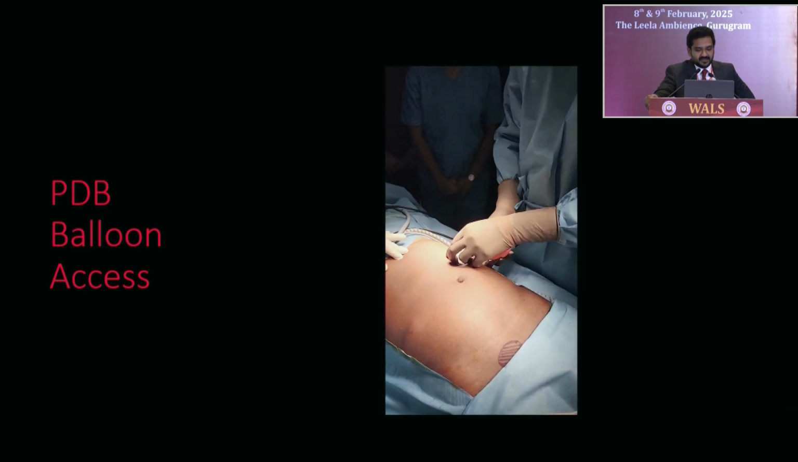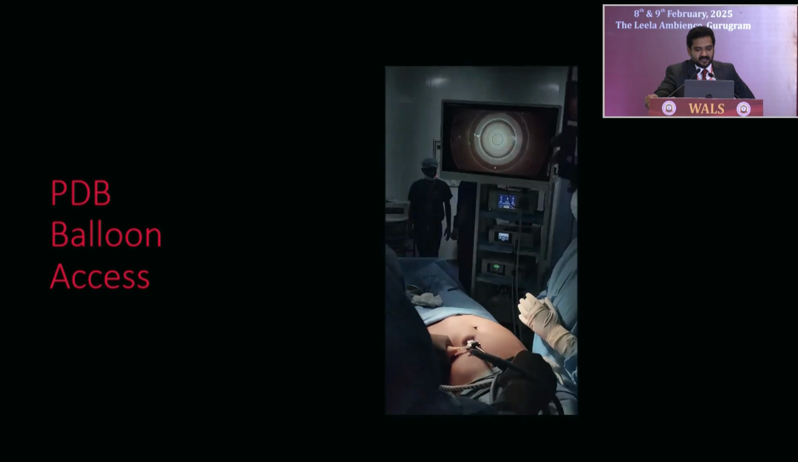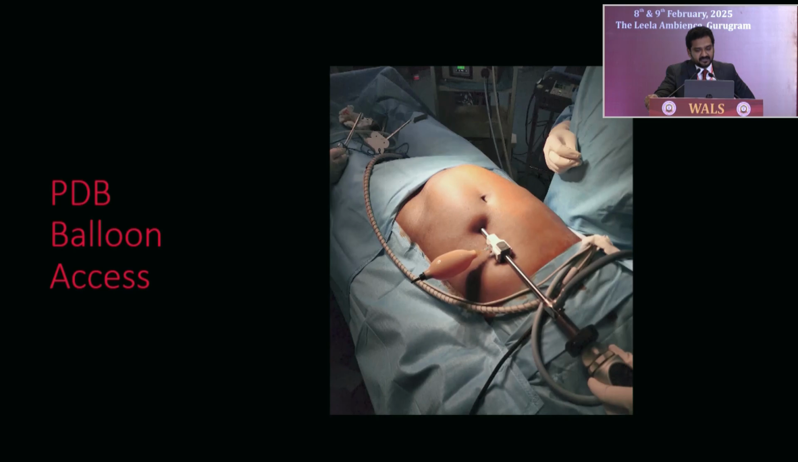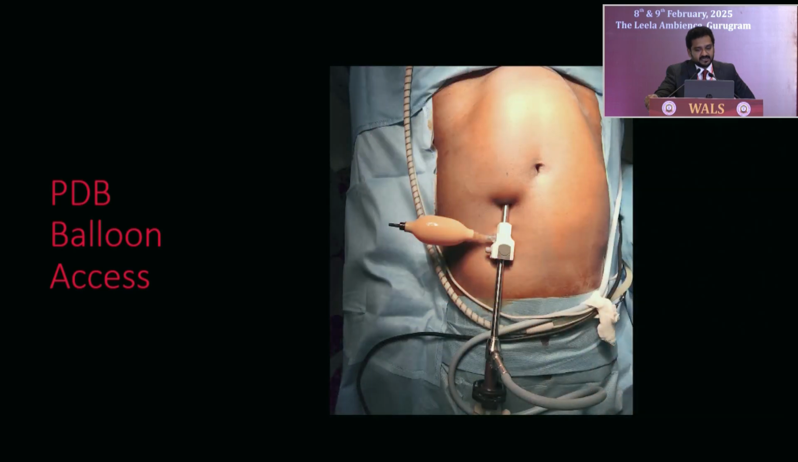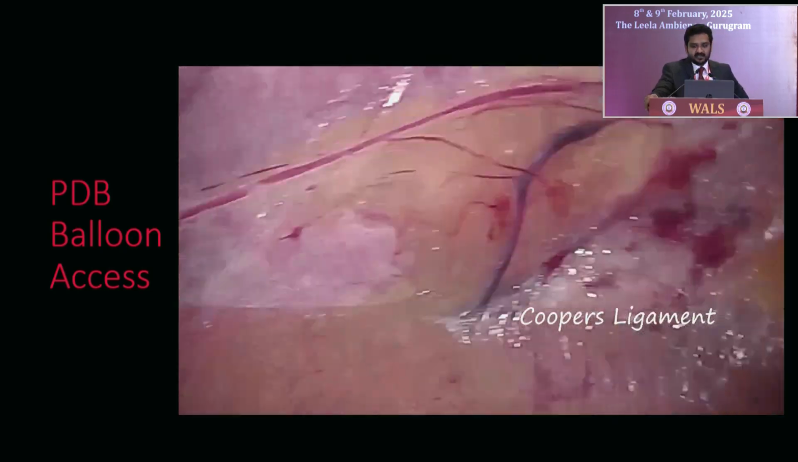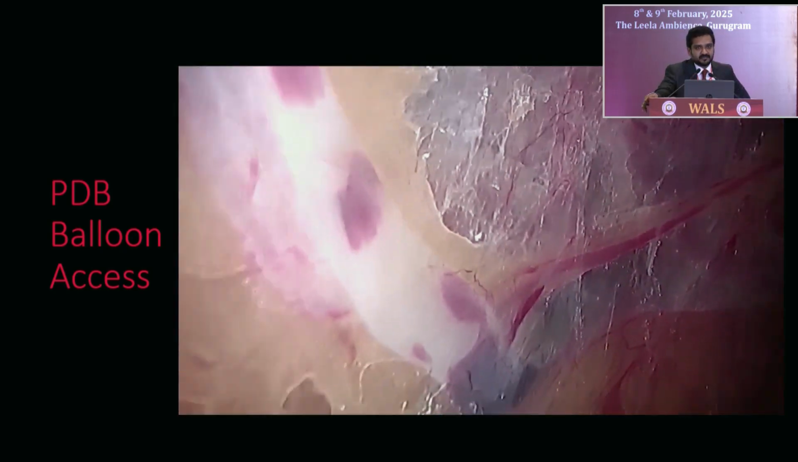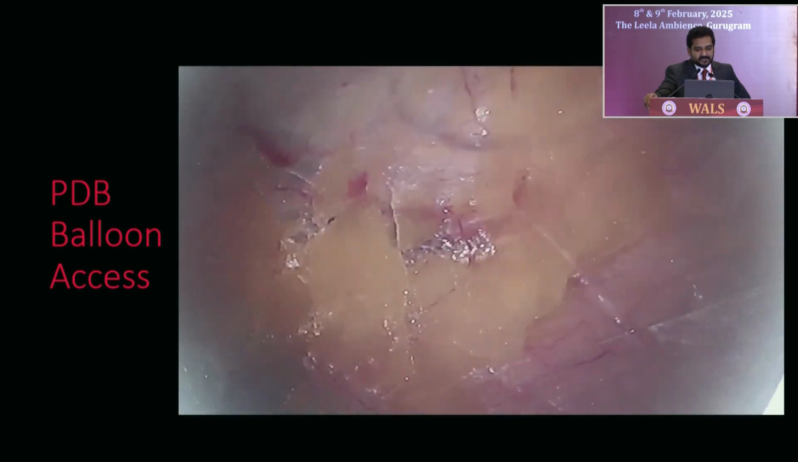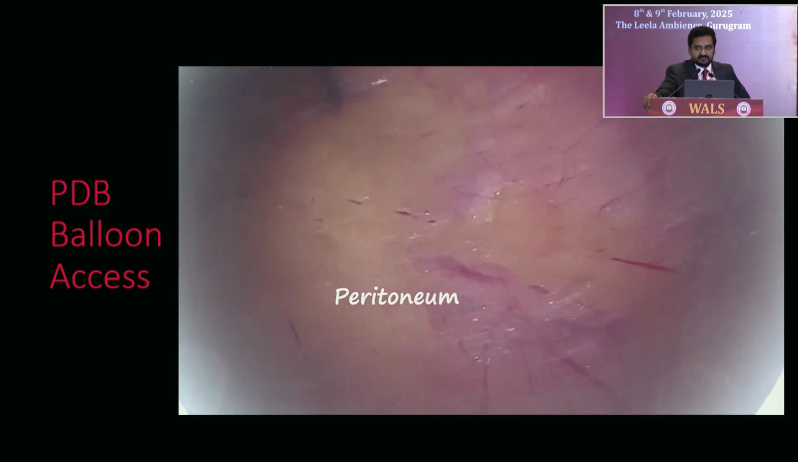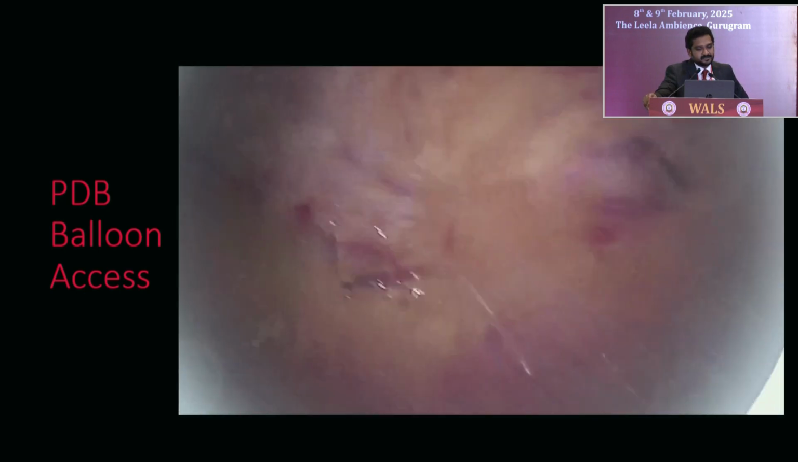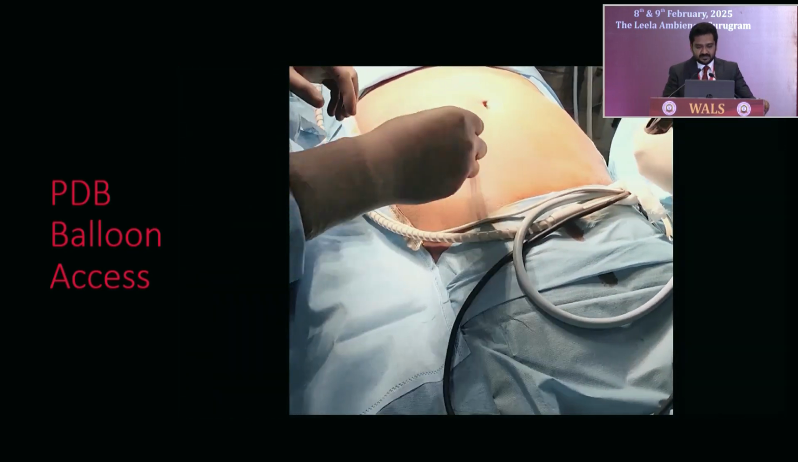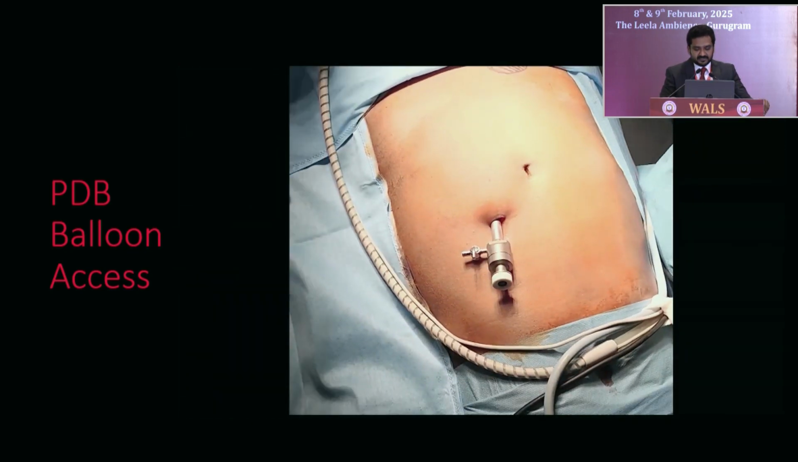So you can see the balloon inflation in process, and you can put the telescope in to visualize the space inside. And this is the external view of the preperitoneal balloon after inflation. And once you put on the scope, you can instantly see the Cooper's ligament, the inferior epigastric vessels, and on the floor you can see the peritoneum. Onto the roof you can see the rectus abdominis muscle. So a blunt trocar can be introduced and fixed.